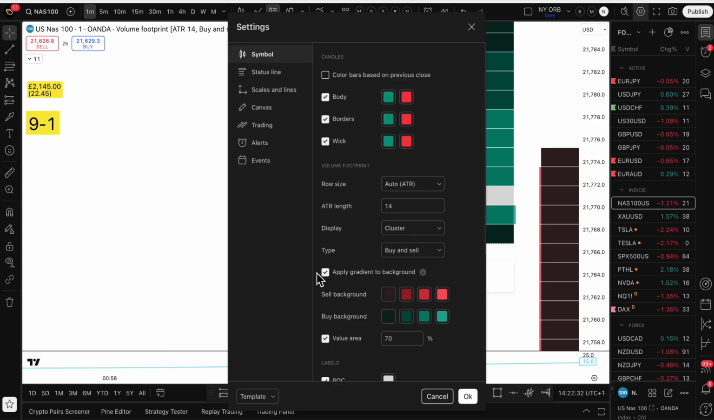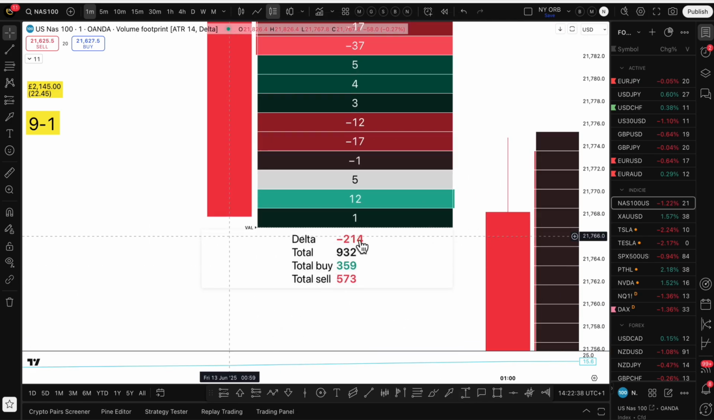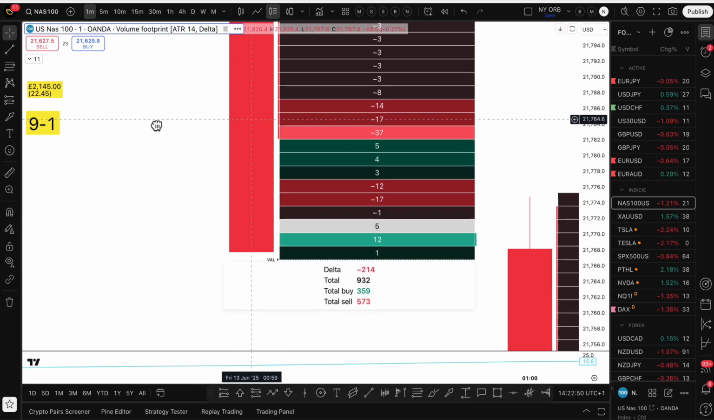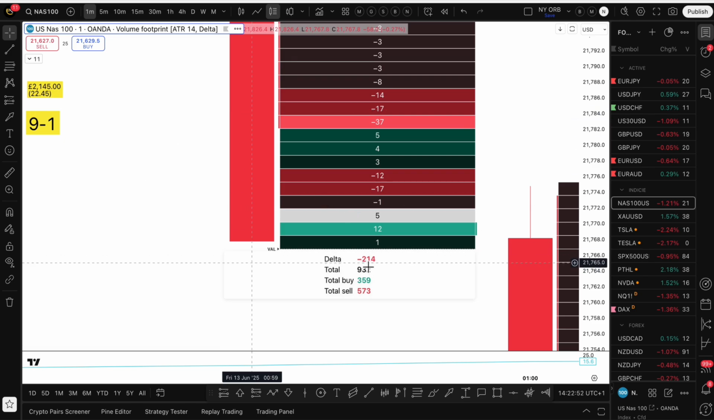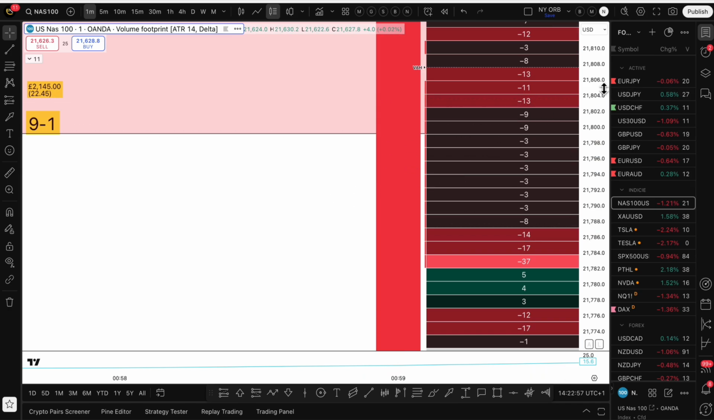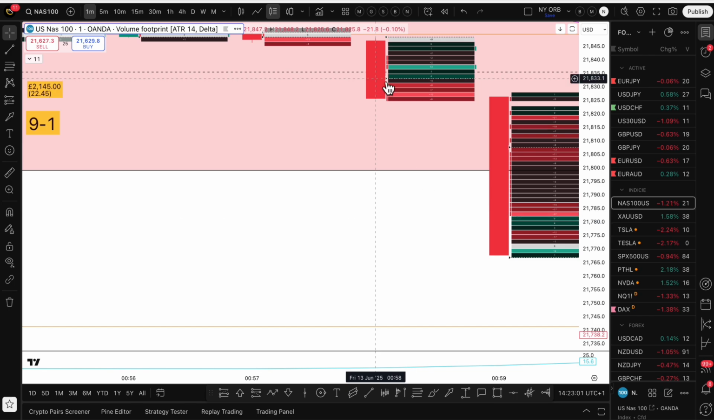So again, we'll go into settings and we will just change the buy sell to delta. Okay, and as you can see here now, our delta is 12 here. So it's much easier to read. This shows you who's in control of the market. You can see we've got a big negative delta here of 214, which is only on a minute time frame, remember. And again, if you get used to watching this, it can give you entries.